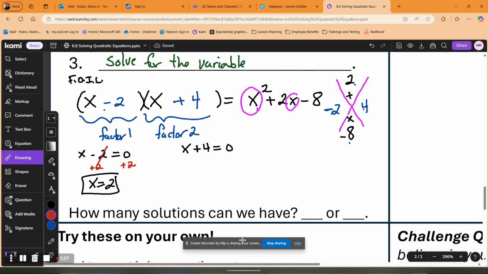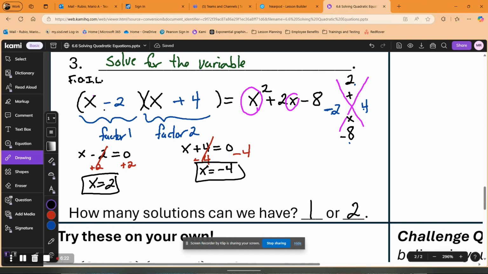Here I've got a positive 4, so I'm going to subtract 4 from both sides. Those cancel. X equals negative 4. That's my second answer. So how many solutions can we have? Well, we can have 1 or 2. Typically, for quadratics, there's almost always 2, but there are cases and examples we'll see where there's only one solution. I think I gave you one like that in the problem set.